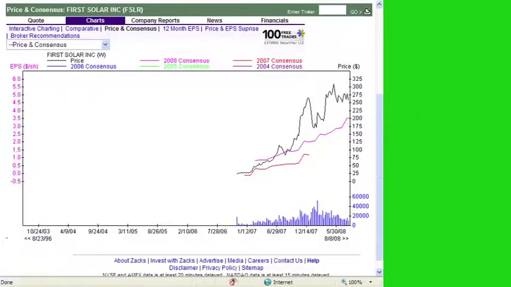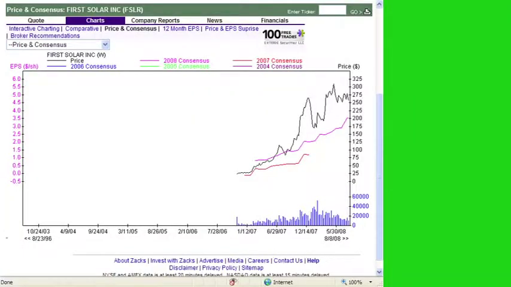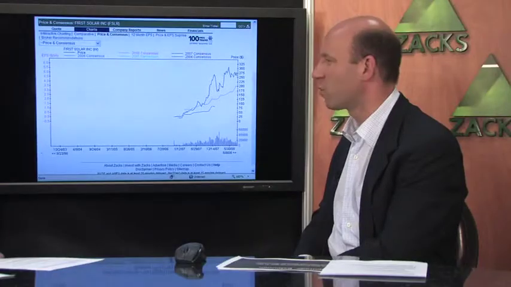So here you see, since this stock first IPO'd back in late 2006, how earnings estimates have been on the rise almost the entire time. And look at the stock price. Sure, there were big dips. You see a big sell-off, but hey, look at the run that it made.